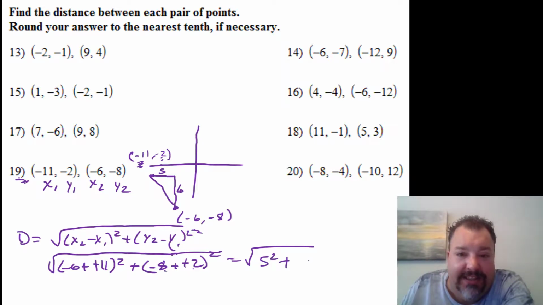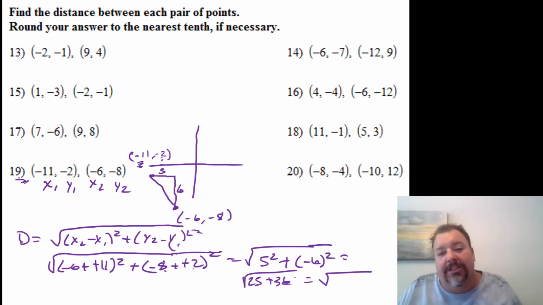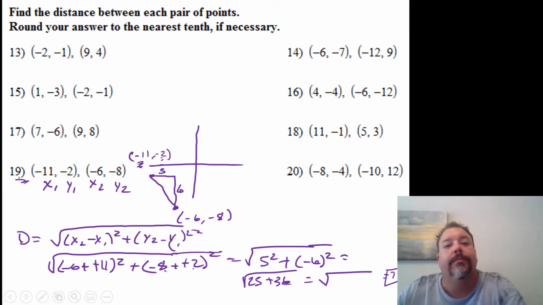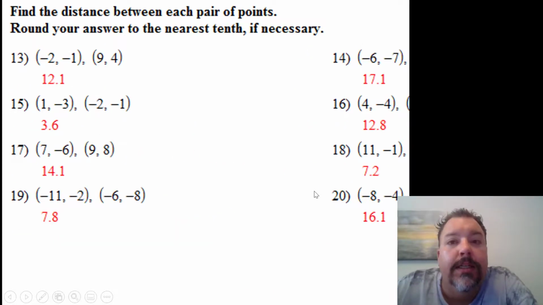And when you simplify this, this is going to be -6 squared, which is the same as what I have here. I just got it as a +6. And that's going to be the square root of 25 plus 36. Put it into the calculator. Square root of 25 plus 36 comes out to 7.8. 7.8 would be our final answer for this one. So that's how you find distance.